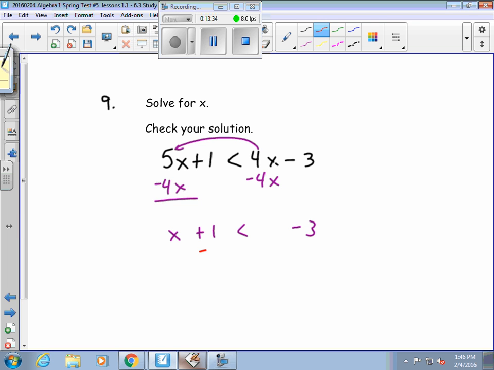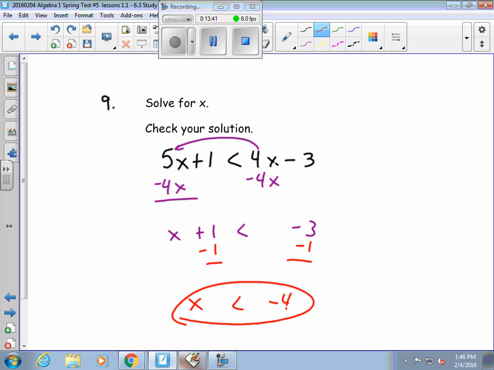Undo plus 1 by subtracting it on both sides. X is less than negative 3 minus 1 is negative 4. X is less than negative 4.